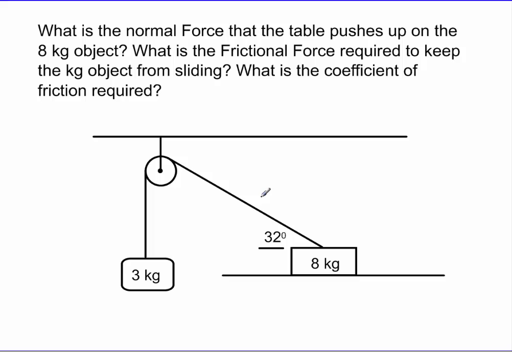I'll be honest with you, the problem on the test is almost identical to this. Different masses, different angle, but other than that it's the exact same. Because there's no acceleration, you can easily find tension. Tension's real easy. Then this is really easy. Wait, on the test is there no acceleration? No.